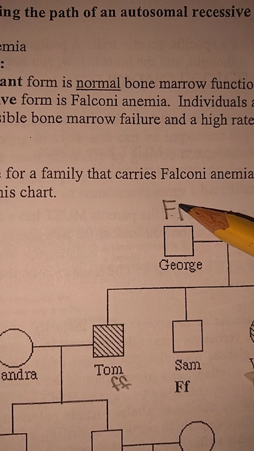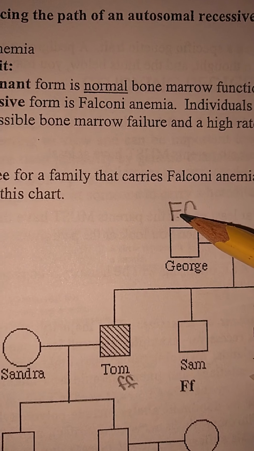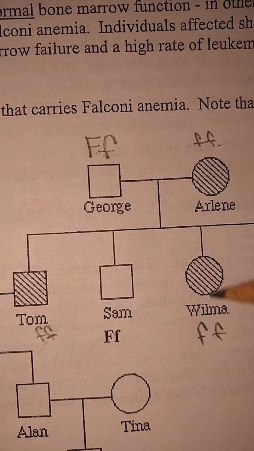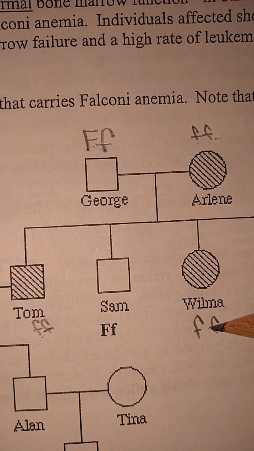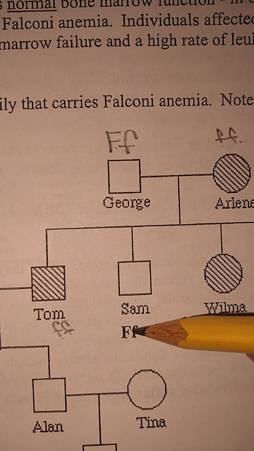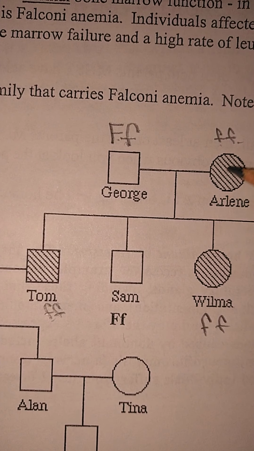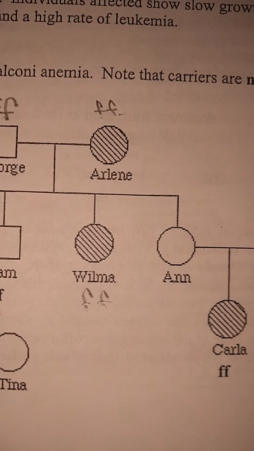He's showing the dominant phenotype. And then we know he also has a little f because he had to give a little f to Tom and he had to give a little f to Wilma. It shows us that Sam is big F, little f. He got big F from George and he got the little f from Arlene.